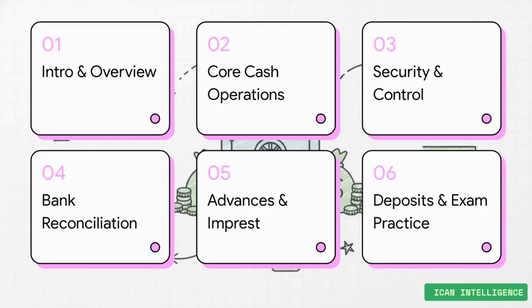So here's our game plan for today. We're going to keep it structured and very thorough. We'll kick things off with a big picture overview, then we'll dive right into the core operations of the cash office and follow that up with security and control measures. After that, we are going to master bank reconciliation statements, and then we'll clear up any confusion between advances and imprest accounts. And finally, we'll wrap up with deposits before we put it all together with some real exam practice.